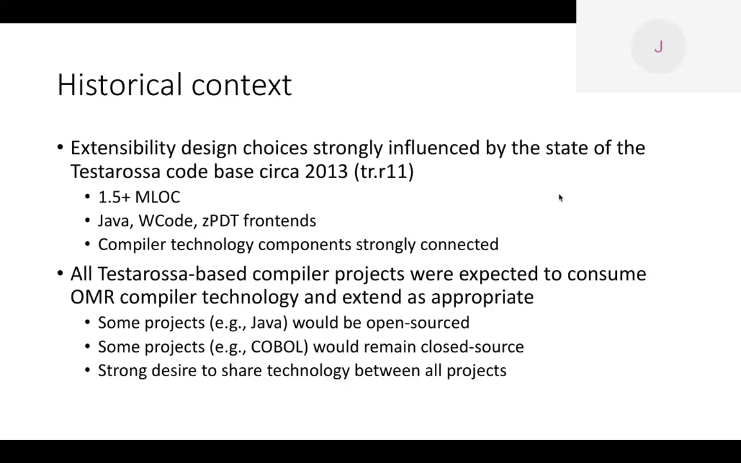The other thing about going forward here was that our expectation was that any work that we did here, all the projects that were going to be consuming this kind of technology were going to be able to extend it as they wanted. So Java, for example, we knew that was going to be open source. We open sourced that last year. There was some technology that we knew were never going to be open sourced, or not going to be open source in the short term for sure. So things like COBOL, for example.